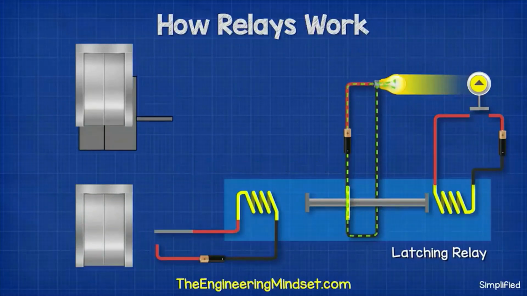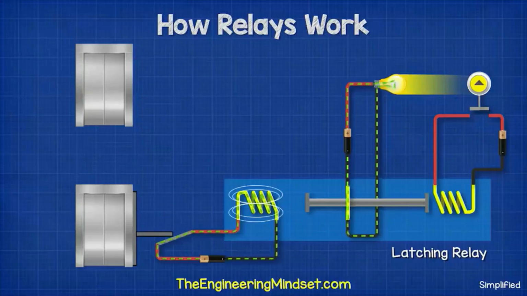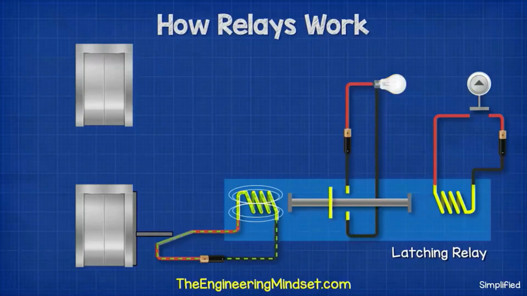Once the elevator car reaches the lower floor, it makes contact with the off switch. This powers the second electromagnet and pulls the piston away, cutting the power to the lamp. Latching relays therefore have the benefit of having positional memory. Once activated, they will remain in their last position without the need for any further input or current.